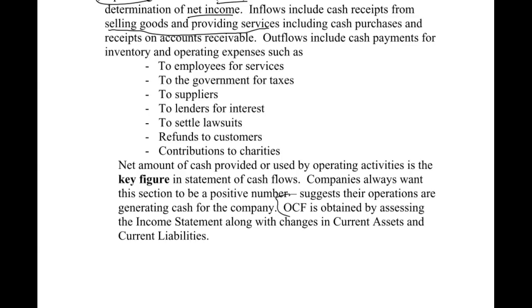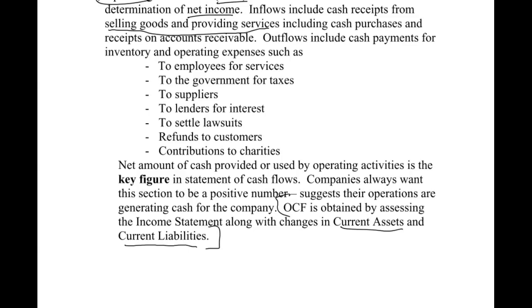An easy way to remember this is to look at this last sentence here: the operating cash flows are obtained by assessing the income statement along with changes in current assets and current liabilities. So if it's anything from the income statement, that would go in the operating section, and anything that deals with changes in current assets and current liabilities. This will make more sense as we get going and start doing actual problems.